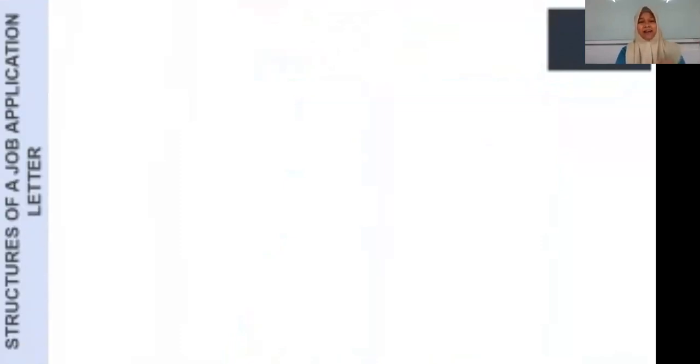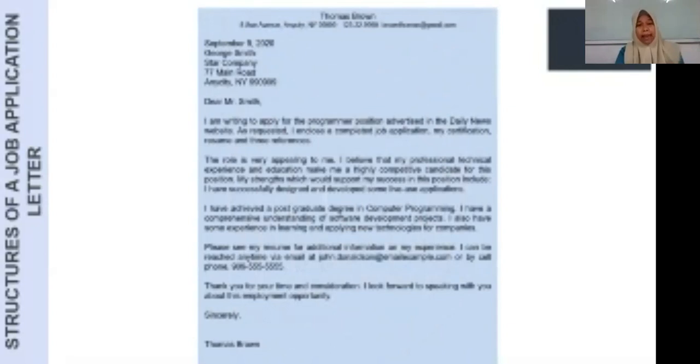These are the most important parts of our topic today, that is the structures of a job application letter. Guys, when we want to write a letter, we have to know the structures well. So when we write the letter, we know where to start and how to end the letter well. This is an example of a job application letter that we are going to analyze this morning.